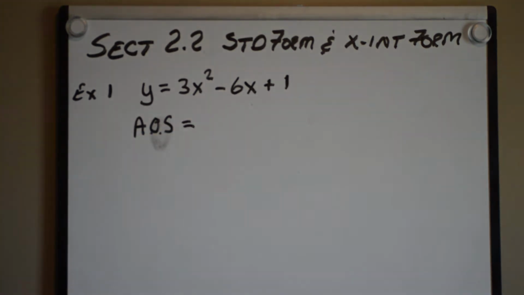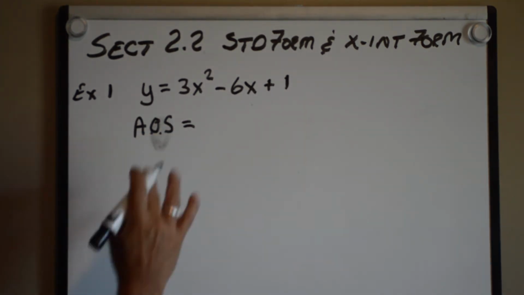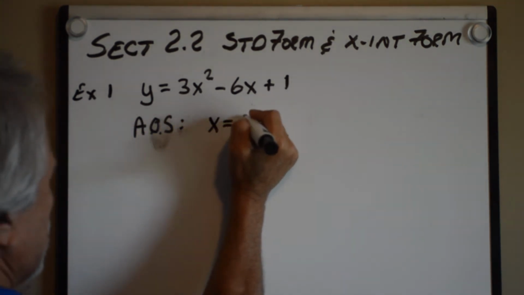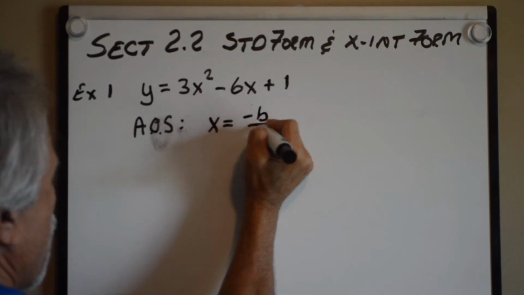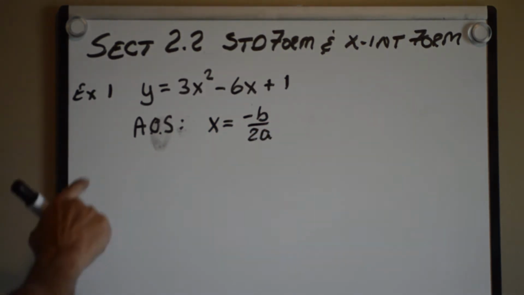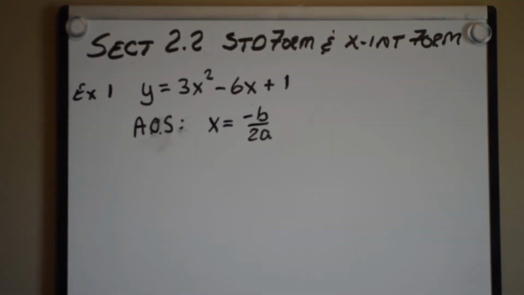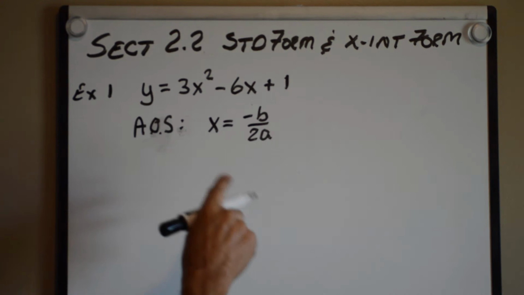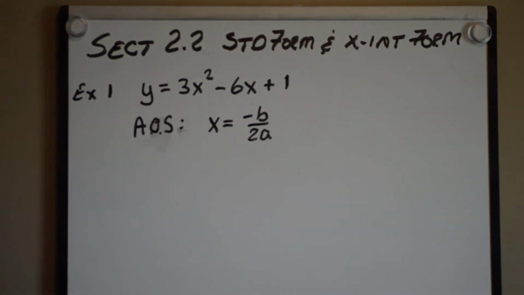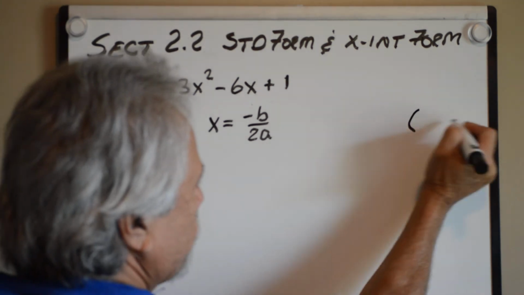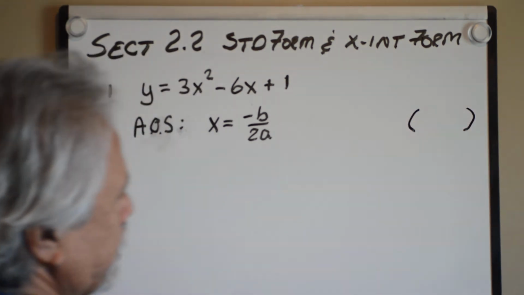Alright, the formula to find the axis of symmetry is x equals negative b over 2a. That is the formula to find that axis of symmetry. Since I told you that the axis of symmetry always goes to the vertex, once I find that, that is always going to be the x-coordinate of my vertex.